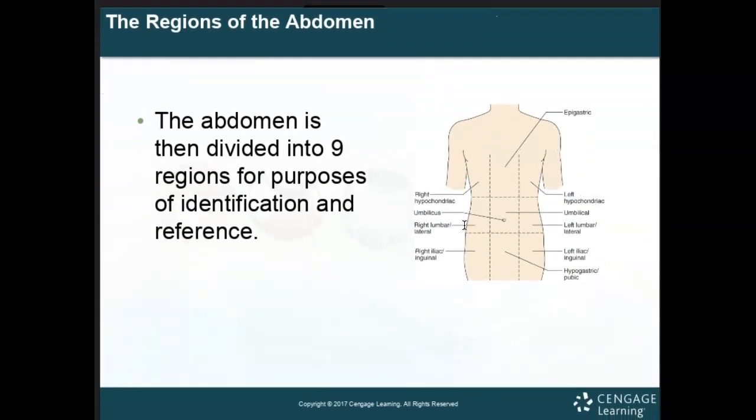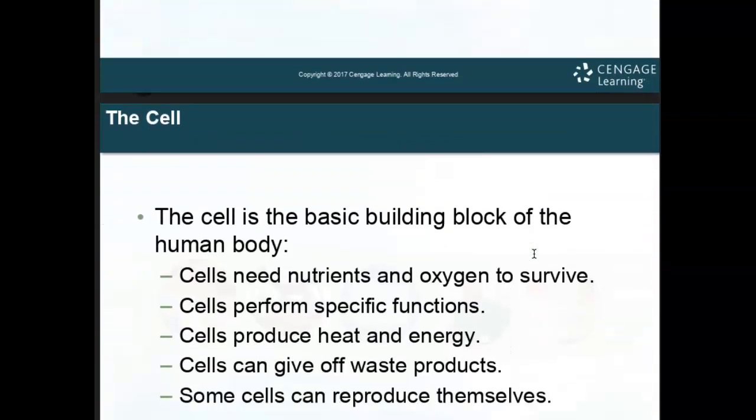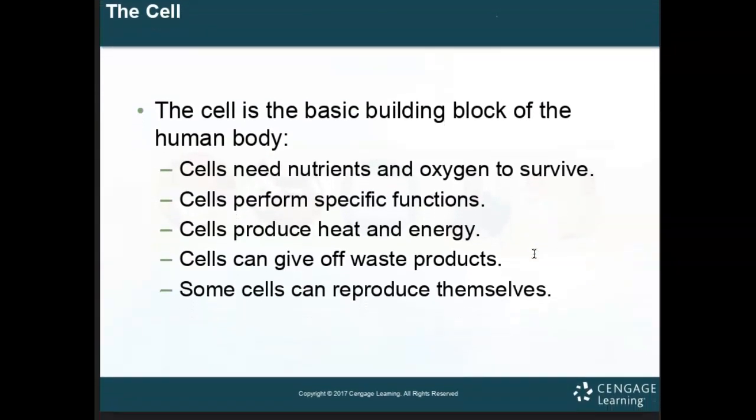The regions of the abdomen, there's nine regions for purposes of identification. You have epigastric, we talked about this in the other presentation, right hypochondriac, left hypochondriac, your belly button, and then your umbilical region, which is the umbilicus and umbilical region, right lumbar, left lumbar, right iliac, hypogastric, pubic, and then the left inguinal or iliac. The cell, so this is where we're getting into a little bit more diagnostic information.